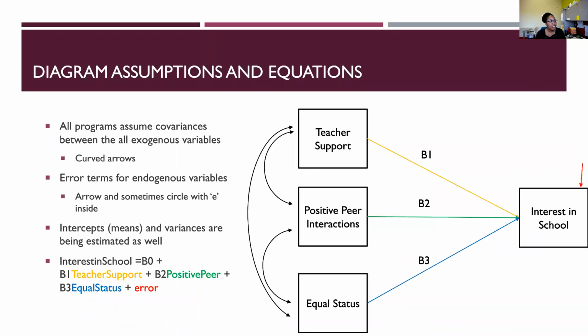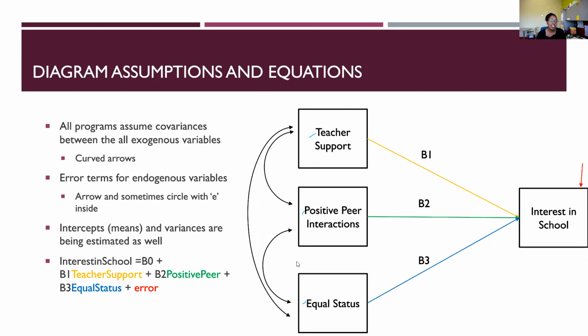When you draw a diagram like this, there are some assumptions built in that are going to affect how you specify the model in the software. The first assumption is that all of our exogenous variables are going to be related to each other. If you remember, exogenous variables are variables that predict other variables. Teacher support, positive peer interactions, and equal status are exogenous variables. What these arrows show is that they are allowed to correlate with each other. I say allowed to because later you'll see that we can actually change this if we want. But the assumption is that they're allowed to correlate with each other.